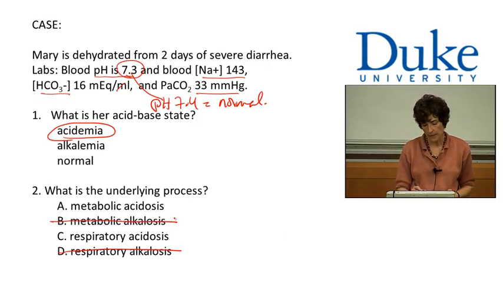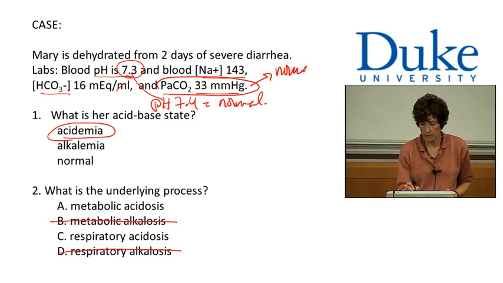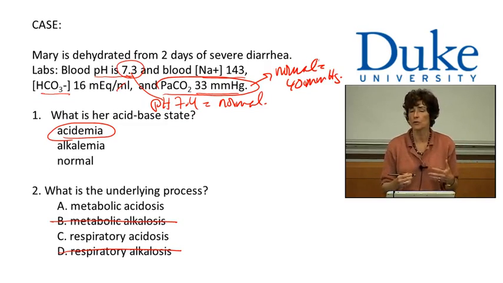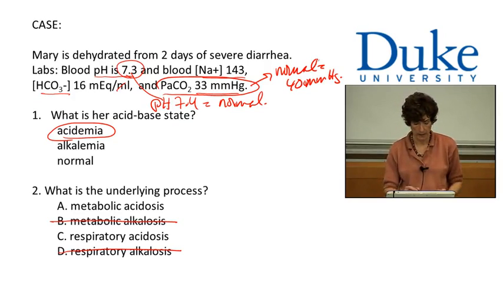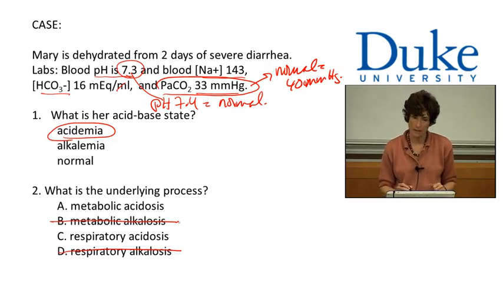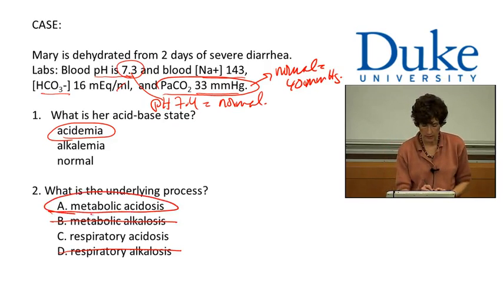metabolism that's the cause? And if you look at the PaCO2, it's 33 millimeters of mercury, and the normal PaCO2 should be 40. So we have a low PaCO2. So low PaCO2 means that it cannot be the lung that is the problem. The lung is trying to compensate. The lung is blowing off as much CO2 as it can to try to correct for the pH. And so that means that the lung is compensating, and so the underlying cause has to be metabolic acidosis.